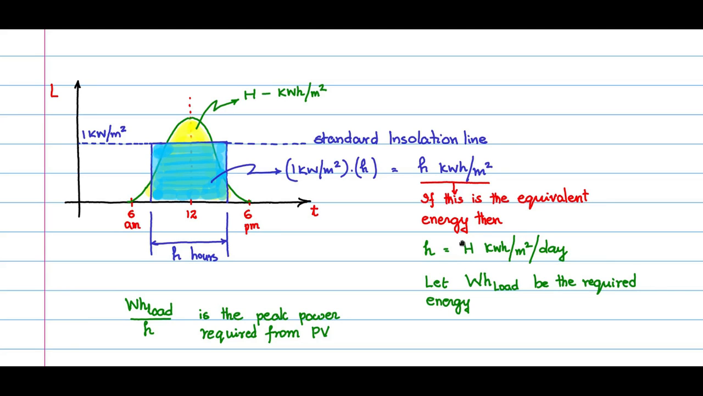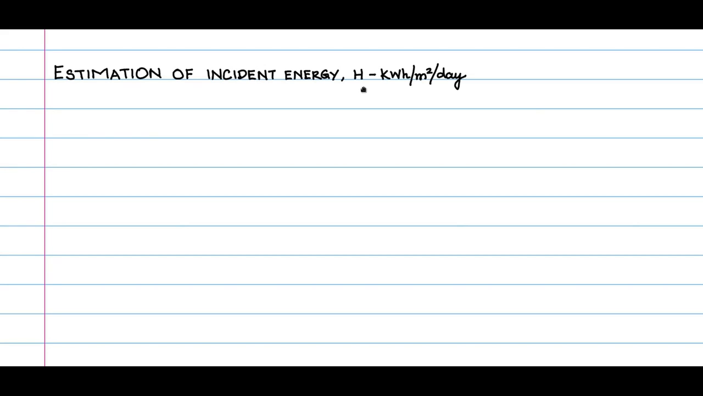So if we are able to get this with reasonable accuracy, then you would be able to size the panel appropriately. So our whole focus is to see that we get this kilowatt hours per meter square per day, that is the energy per meter square per day, as accurately as possible. Estimation of the incident solar energy H in kilowatt hour per meter square per day is an important activity that we have to now take up if we have to appropriately size and rate the solar PV panel for any given application.